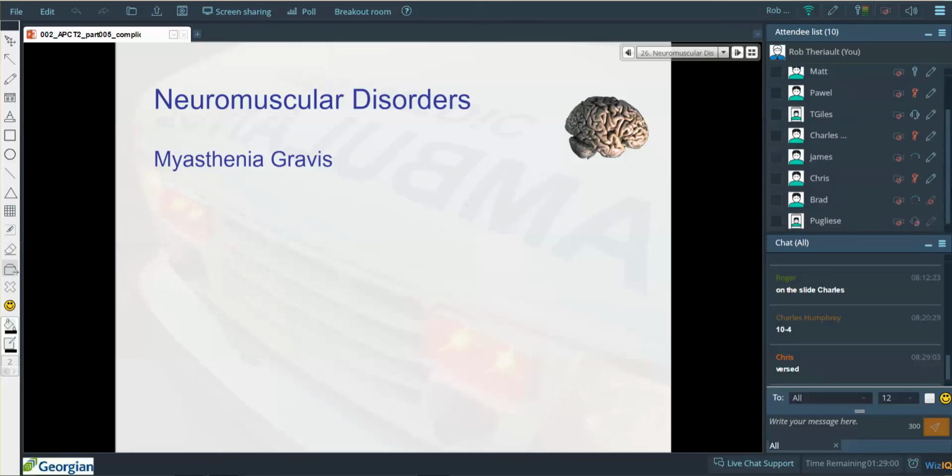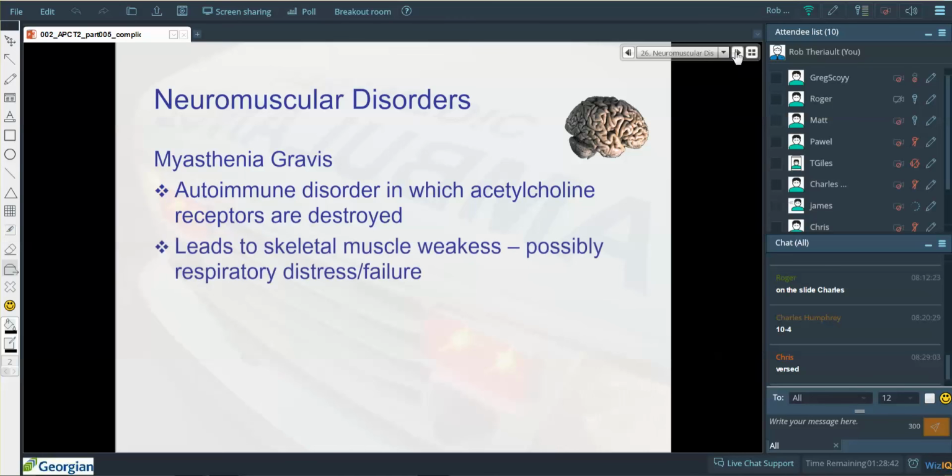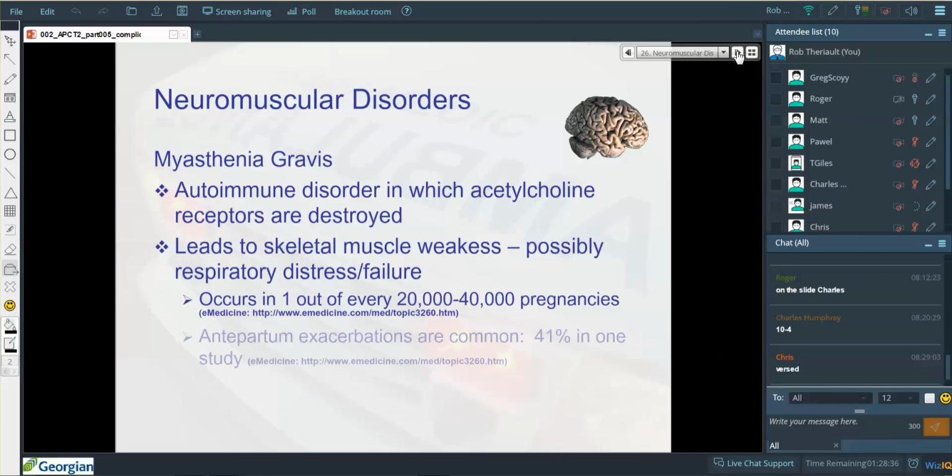But anyway, myasthenia gravis, just as a quick review, is an autoimmune disorder in which the acetylcholine receptors are destroyed, and they may experience abdominal wall weakness, chest muscle weakness, and so it may be very, very difficult to deliver under those circumstances, and possibly respiratory failure. So it's a rare occurrence, fortunately, and hopefully none of us will ever encounter that situation.